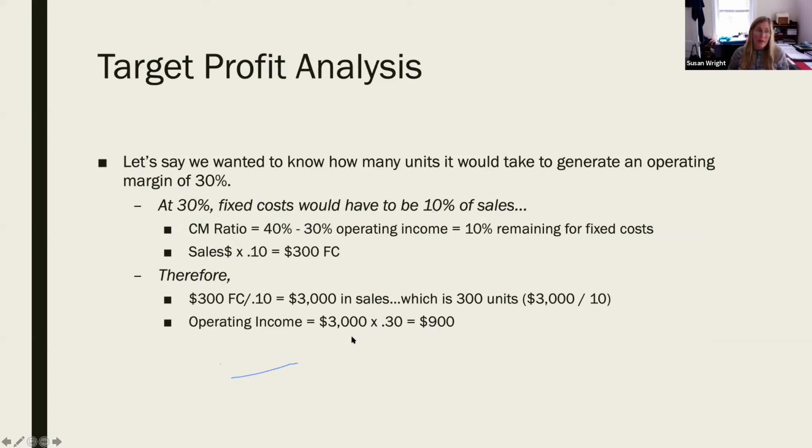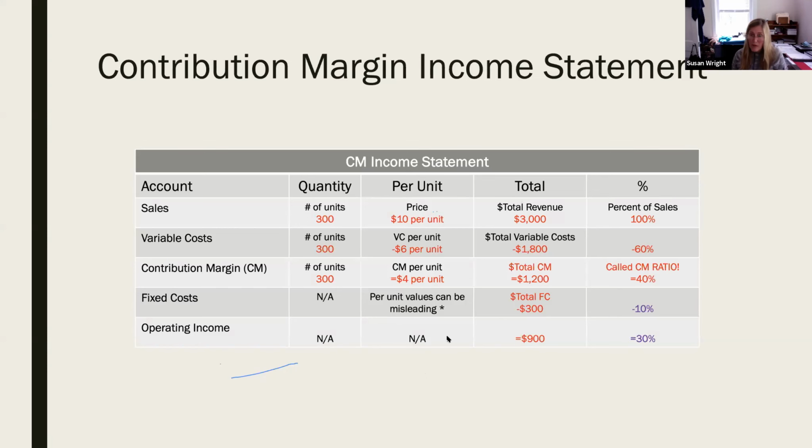Next one I want you to think about. This one relates to your homework. How many units would it take to generate an operating margin of 30%? So let's think about that. Let me go back right here. This last one we just did, we had an operating margin of 25%. So I'm asking you how many to sell to get this up to 30.